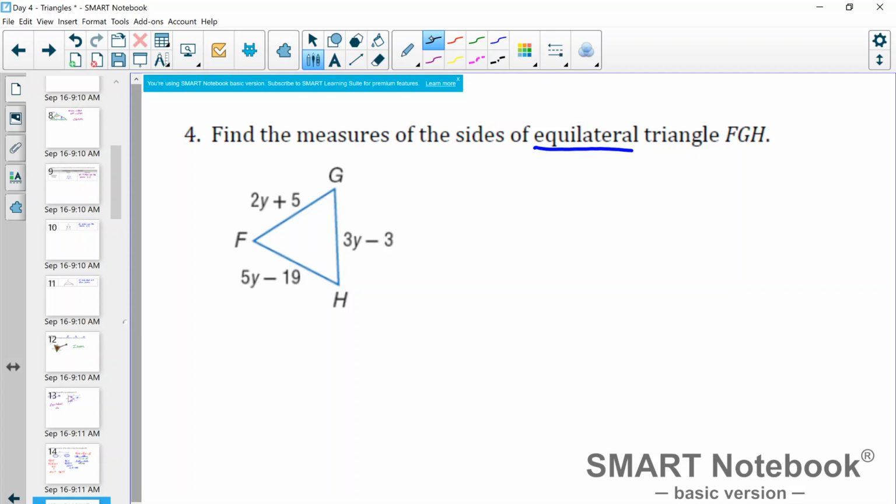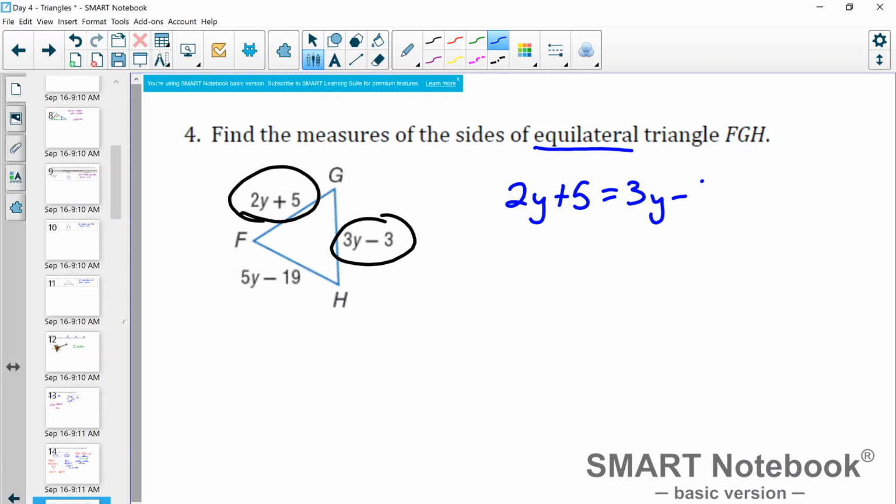Usually in this situation, pick the ones where you're dealing with smaller numbers. So 2y, 3y, and 5y here on these sides. Well, the 2y plus 5 and the 3y minus 3 are smaller values than the 5y minus 19. We can set them equal to each other because they are the same. So 2y plus 5 equals 3y minus 3. Again, move the smaller value of y over.